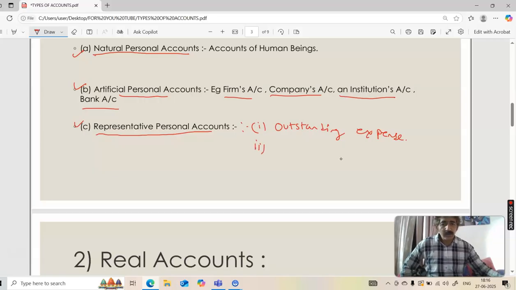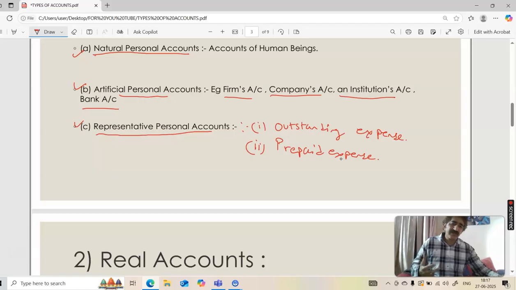Then opposite of outstanding expenses, prepaid expense. What is prepaid expense? When the expense is not due right now, but I have sufficient cash, so I pay it in advance. Suppose I have paid the rent of my shop in advance for the next 2 months. So this account, prepaid rent, will represent basically my landlord, to whom I have made the payment in advance.